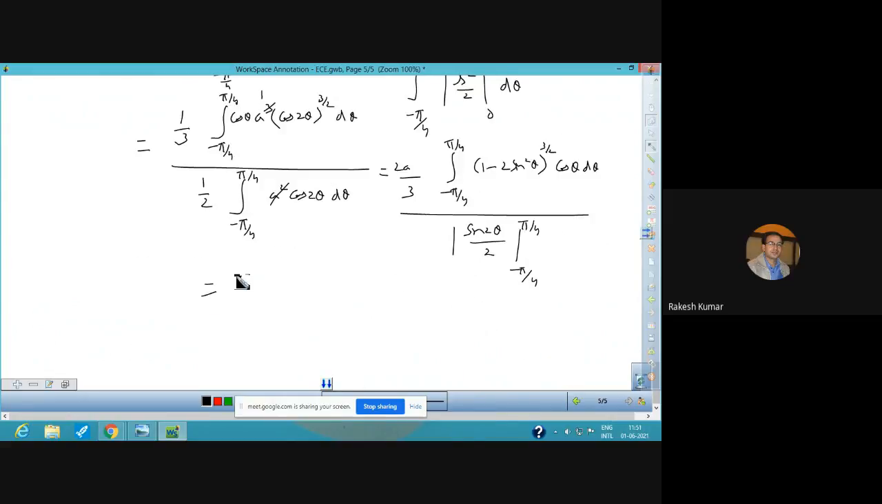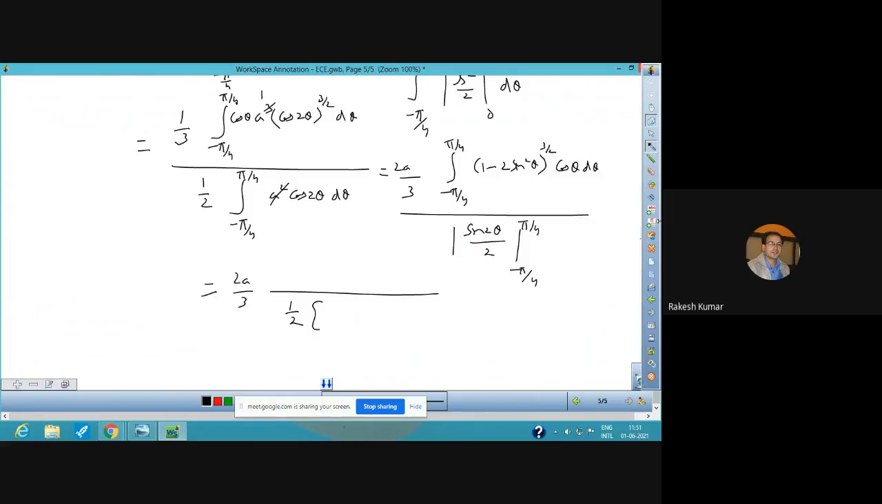So this is 2a upon 3. In the denominator, 1 by 2 can be taken out. So you will have, put the value here, that is pi by 4. So pi by 4 comes out to be 2 pi by 4. 2 into pi by 4 is pi by 2. The integration of cos 2 theta is there.